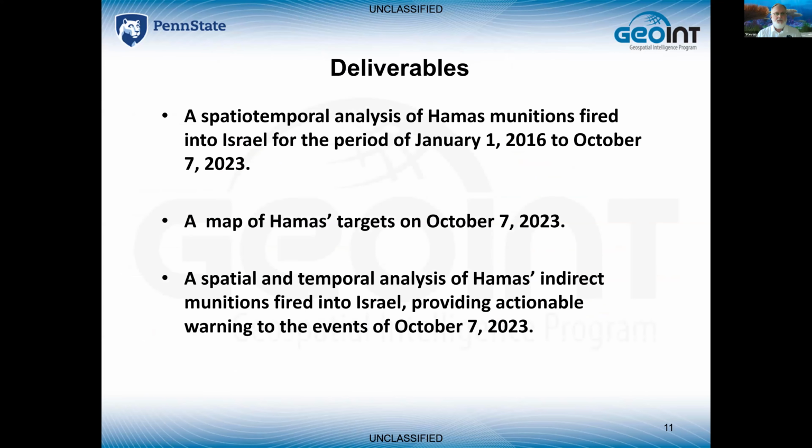All right, deliverables. A spatial temporal analysis of Hamas munitions fired into Israel for the period of January 1st, 2016 to October 7th, 2023. And let me just say, I cut it off at October 7th. The reason is after that, it would skew my findings. So that's where I cut it off. Secondly, a map of Hamas targets on October 7th. And finally, a spatial and temporal analysis of Hamas indirect munitions fired into Israel, providing actionable warning to the events prior to October 7th.